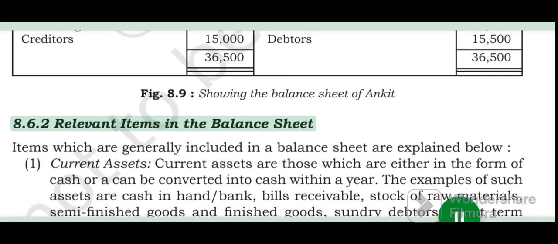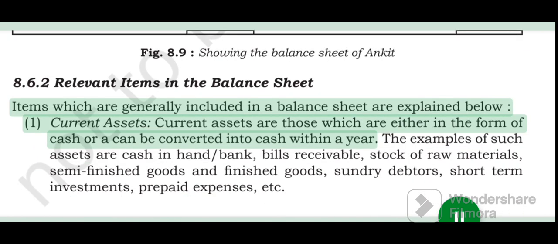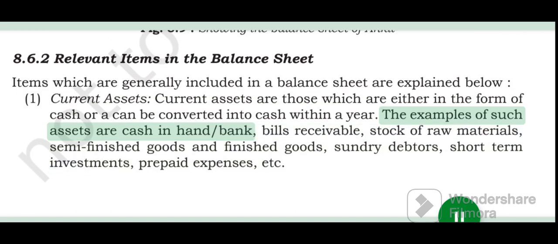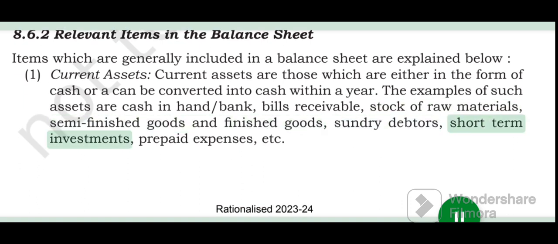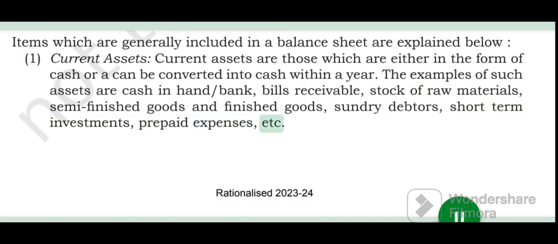Balance sheet. Items which are generally included in a balance sheet are explained below. 1. Current assets. Current assets are those which are either in the form of cash or can be converted into cash within a year. The examples of such assets are cash in hand, bank, bills receivable, stock of raw materials, semi-finished goods and finished goods, sundry debtors, short-term investments, prepaid expenses, etc.